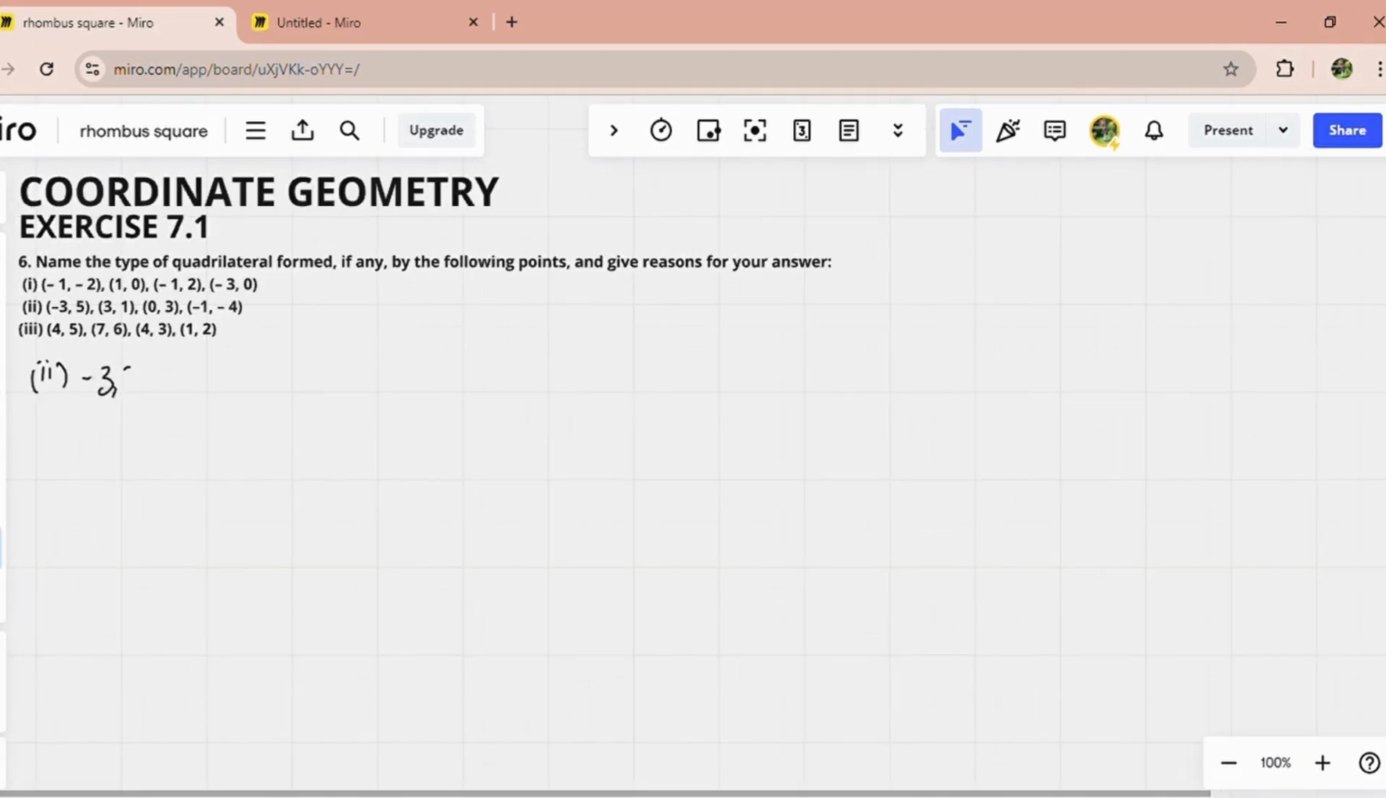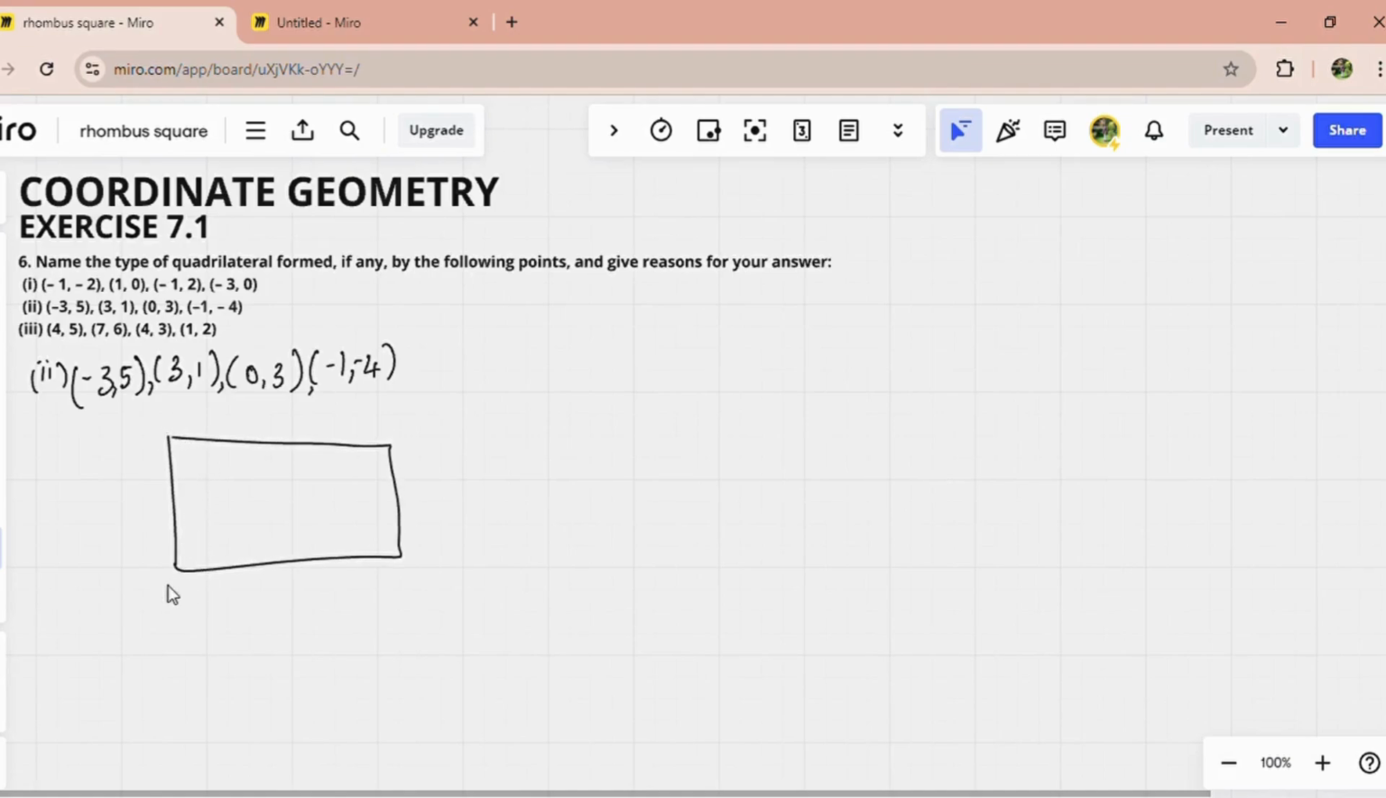Minus 3 comma 5, 3 comma 1, 0 comma 3, minus 1 comma minus 4. So again we are going to do it with the distance formula, D equals root of. Again we are going to draw a shape. A, B, C, D. A point is minus 3 comma 5, B point is 3 comma 1, C is 0 comma 3 and D is minus 1 comma minus 4. We are going to find the shape.